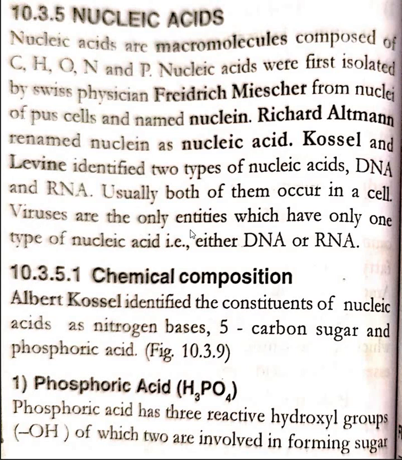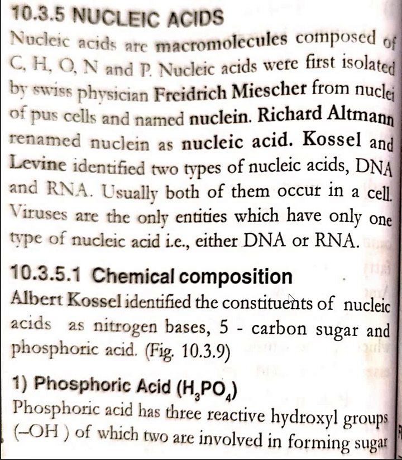Next, viruses are the only entities which have only one type of nucleic acid, either DNA or RNA. So, in our body, in the nucleus, DNA is present. In the cytoplasm, RNA is present. But in viruses, only one of them, either DNA or RNA, is present.